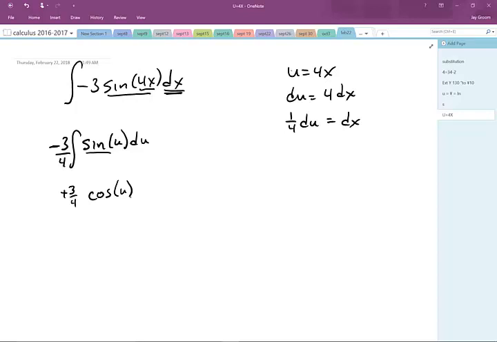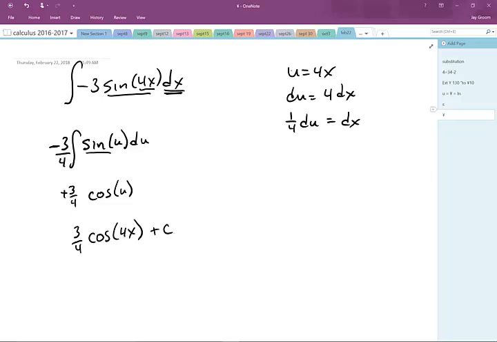However, this is not my final answer. My final answer is 3/4 cosine 4x. True that? Some people would say, is that plus c, Mr. Grimm? Yes. However, if I have a bunch of plus c's added together, a constant plus a constant plus a constant is equal to what? Constant. I know. So we only use just the one of them.